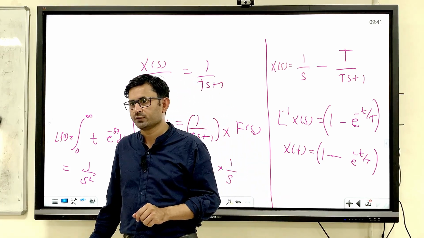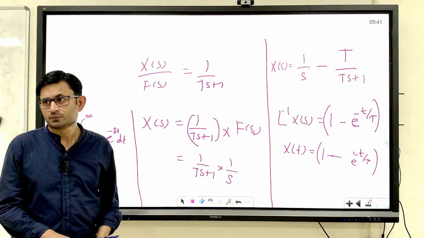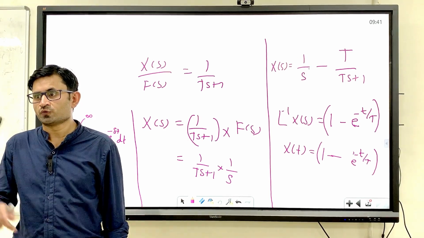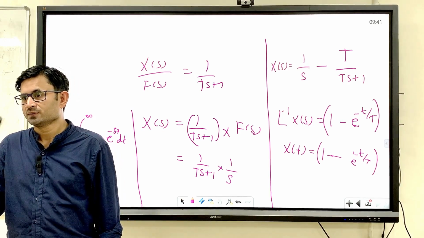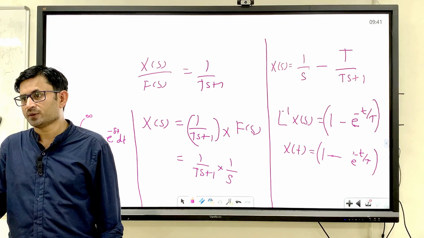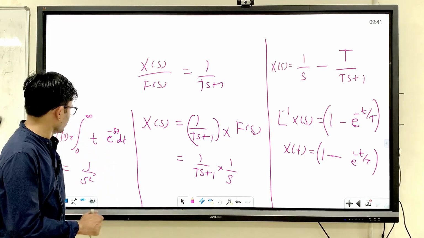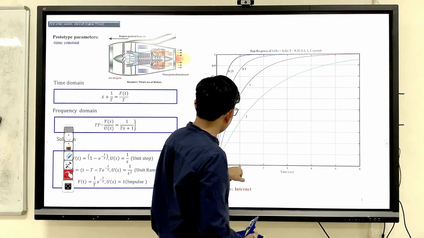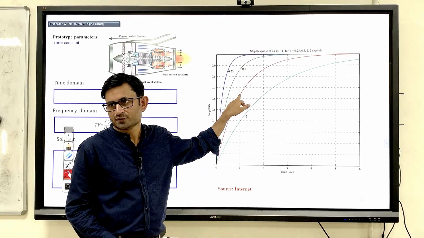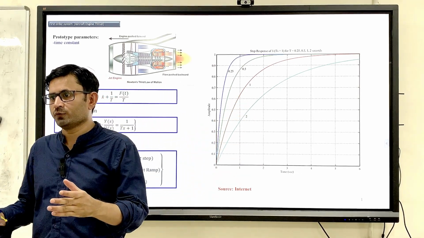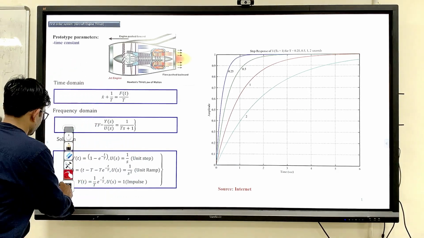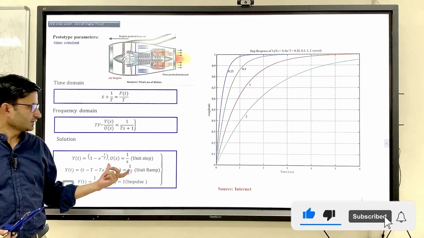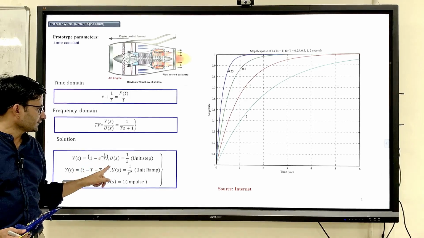What is the value in the calculator? Can you tell me? 0.36. So 1 minus 0.36, how much? 0.62, right? Now have a feel for this. When t equals capital T, what is coming? 0.62, right? That kind of feel I want to give you for why this solution is coming: 1 minus e to the power minus t by T.